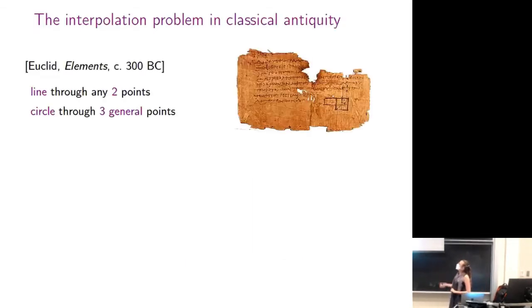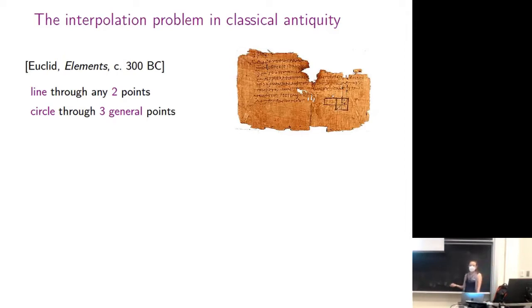Okay. So these 2 results from classical antiquity that I just mentioned can be found in Euclid's Elements. A line through any 2 points, a circle through any 3 general points. And this picture here is the oldest surviving fragment of a copy of Euclid's Elements from 200 AD, just to emphasize how really old this is.